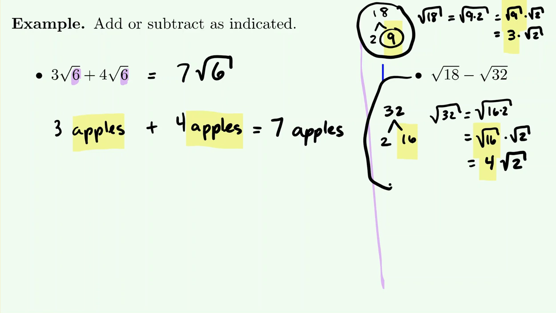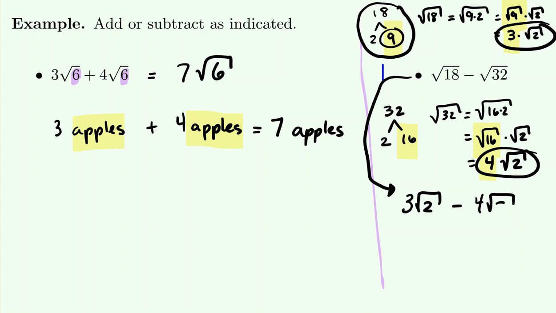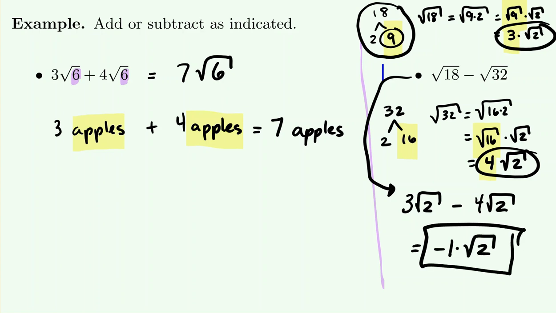That means our original statement can be rewritten as: the square root of 18 is now this, 3 square roots of 2, minus the square root of 32, which is now this, 4 square roots of 2. And we see that we're kind of measuring the same thing. It's saying I've got 3 square roots of 2, and I want to subtract 4 square roots of 2. So you've got 3 things of the same measure, and you're subtracting 4 things of the same measure. That means you would be left with -1 of the things of that measure. So this would simplify to -1 times the square root of 2.